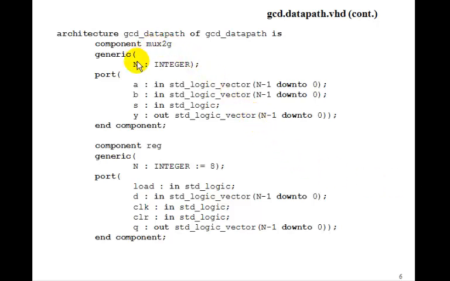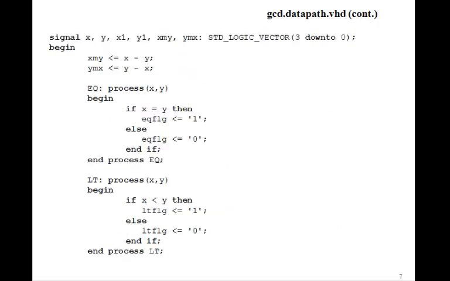So we'll need a component MUX2G. We'll use that for our multiplexer. We'll use our reg, this is our n-bit register, for the registers. Then we'll define these signals, X, Y, X1, Y1, XMY, that's X minus Y, the output, YMX, Y minus X. So these are all 4-bit standard logic vectors.